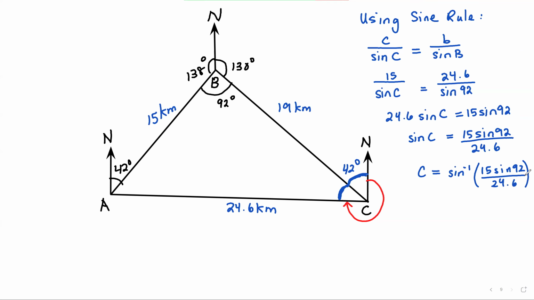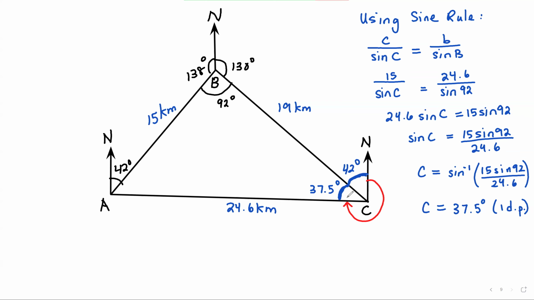All right, so on your calculators, you'll do 15 sine 92 divided by 24.6. Then you find sine inverse of that, which will give you C as 37.5 degrees taken to 1 decimal place. So now this angle on the inside here is 37.5 degrees.